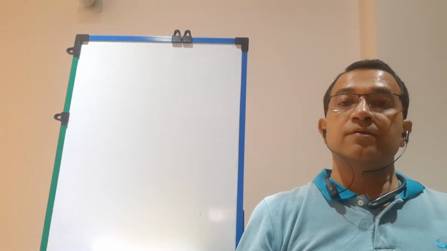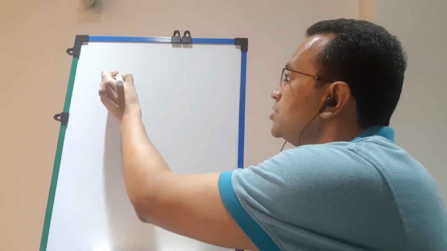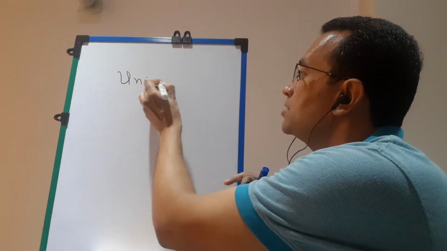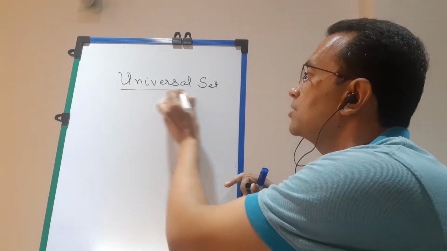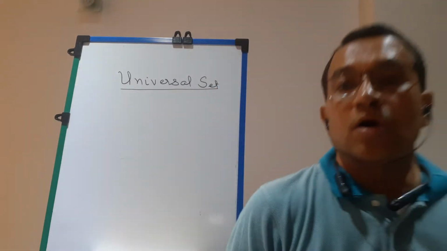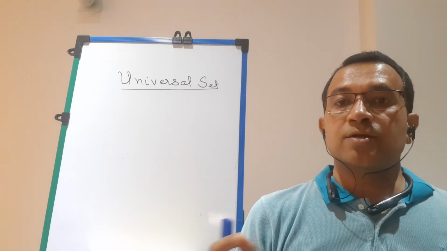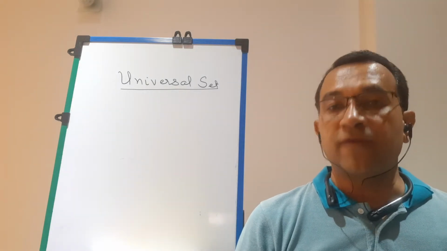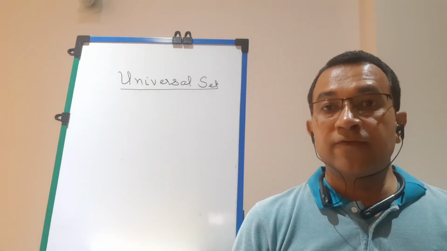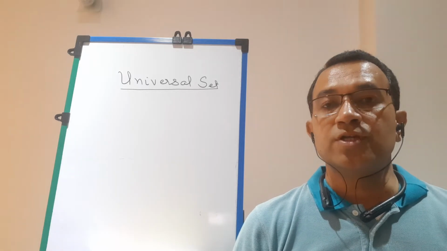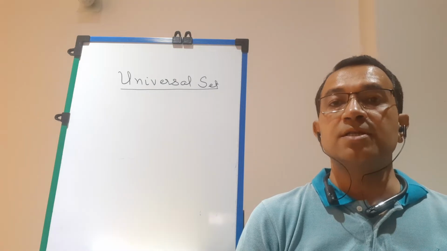Now today first we are going to define universal set. Students, what is a universal set? Now all of you concentrate. A reference set with respect to which all the other sets are defined is called a universal set. A reference set with respect to which the other sets are defined, students, is called universal set.